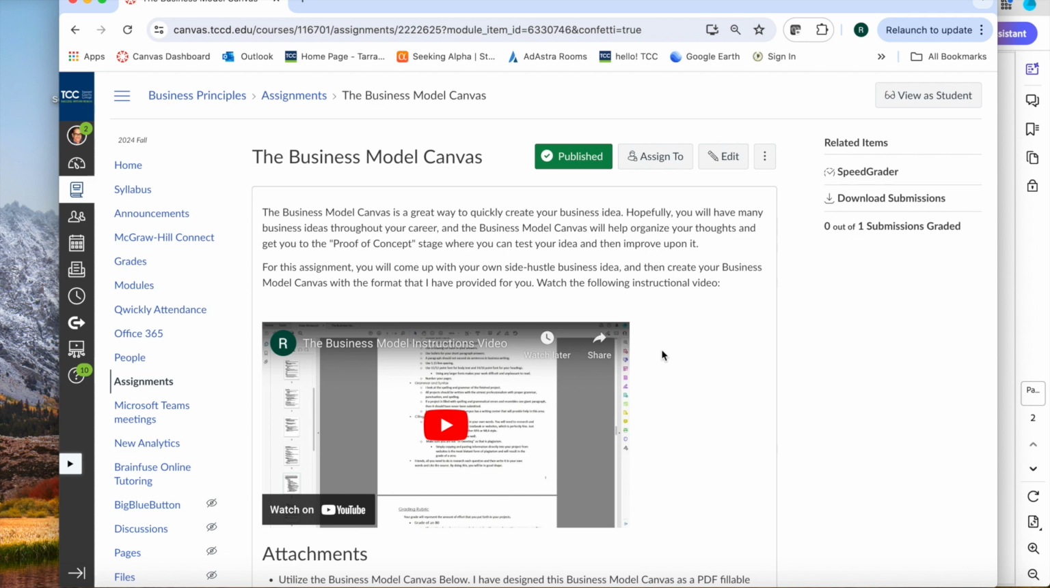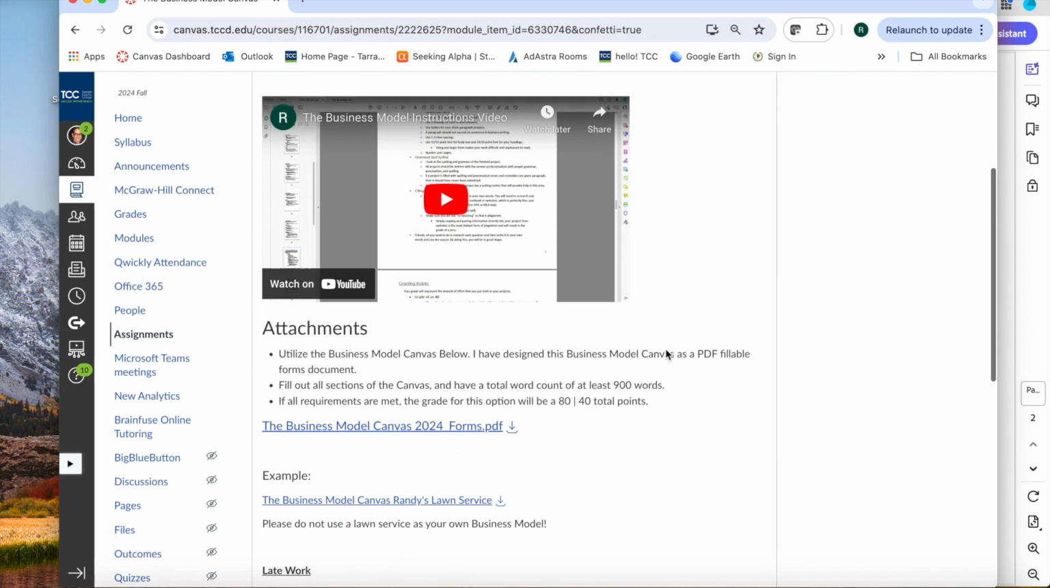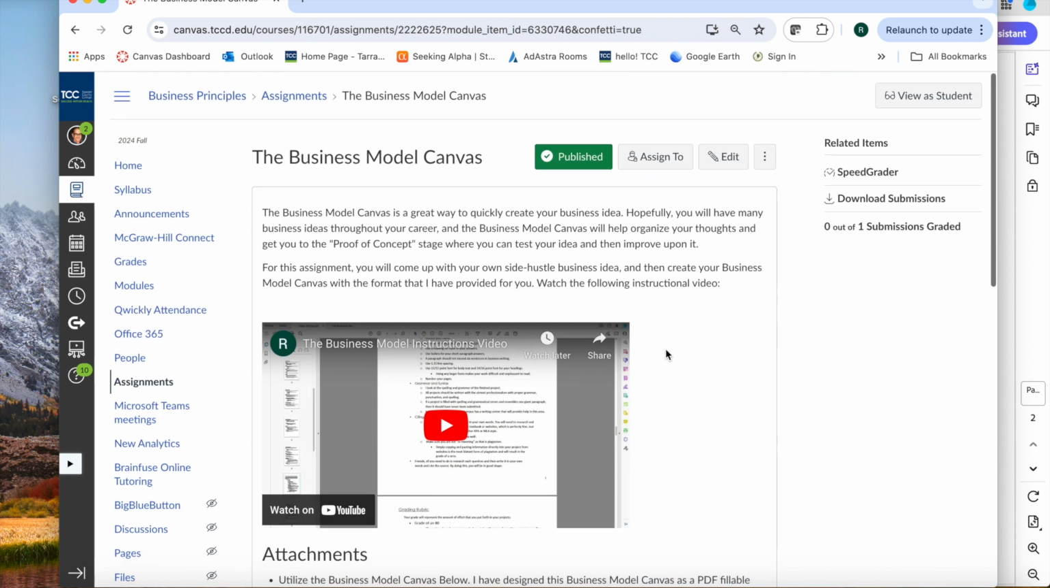And when you're ready, take this business and make some money. That is my goal for you. I look forward to reading your work.